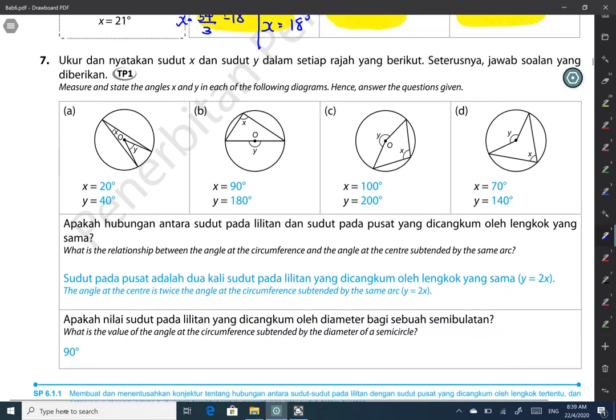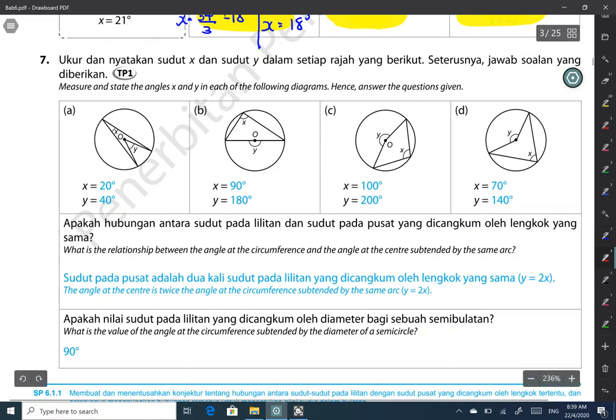Question 7, we learn the properties. Measure and state. Measure actually using the protractor, but I don't use a protractor. State the angles X and Y. When I measure with the protractor, I get X is 20 and Y is 40. When X is 90, Y is 180. If X is 100, then my Y will be 200. This one, 70 is my X, so my Y will be 140.